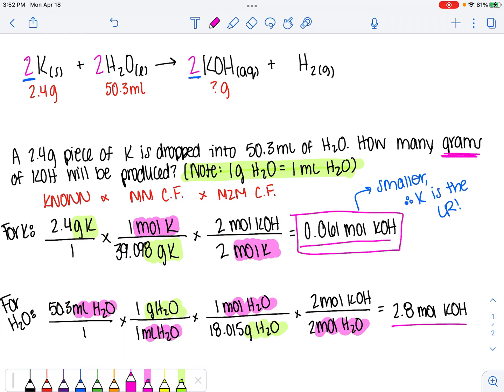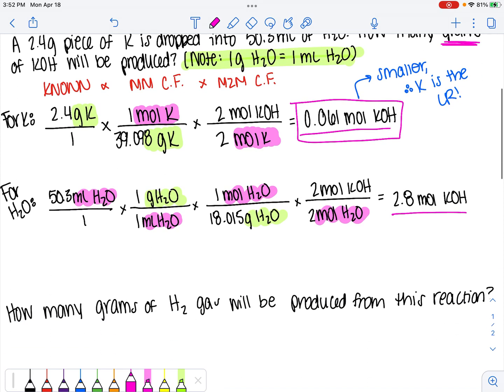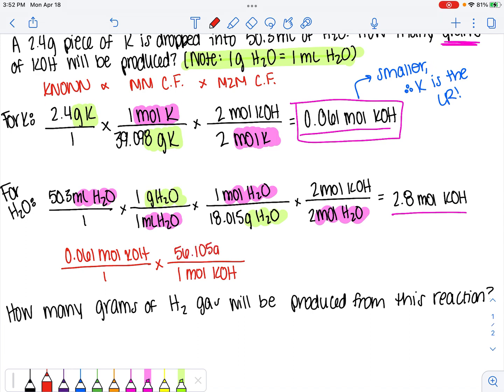Since it's just a simple moles to mass conversion, we need the molar mass conversion factor. So we're going to take our value of 0.061 moles of potassium hydroxide, put it over 1. This is now our known. We're using the molar mass conversion factor. So for every 1 mole of potassium hydroxide, the molar mass for this substance is 56.105 grams. So we'll end up with about 3.4 grams of potassium hydroxide, and that's our final answer.